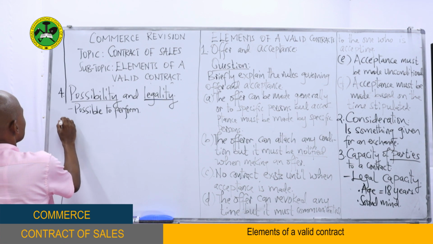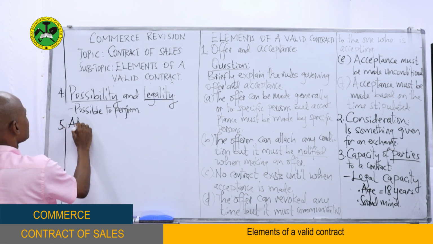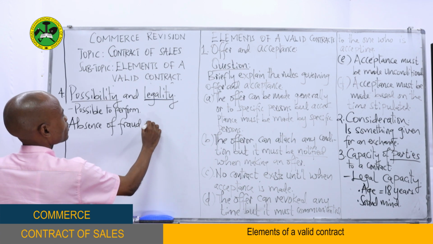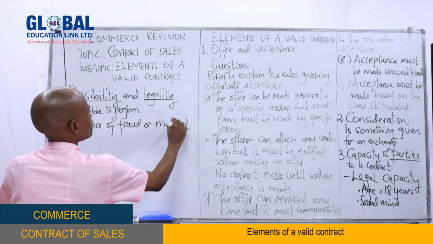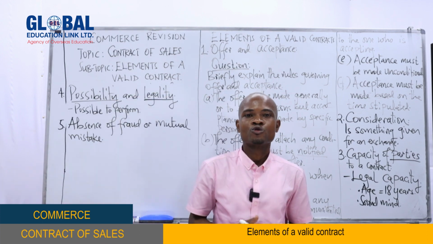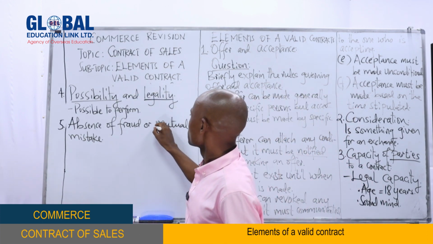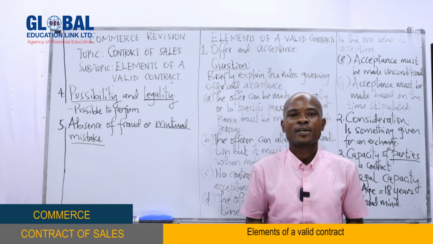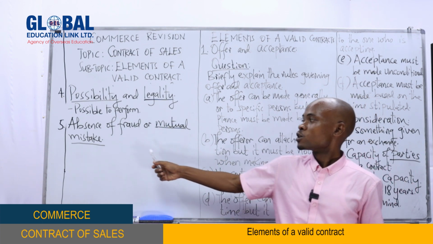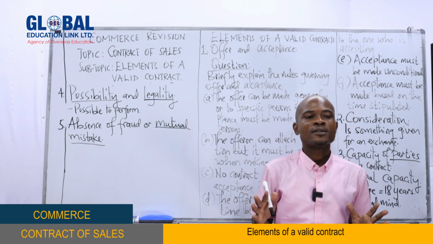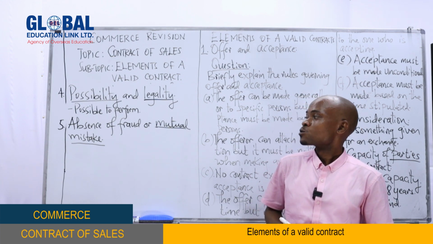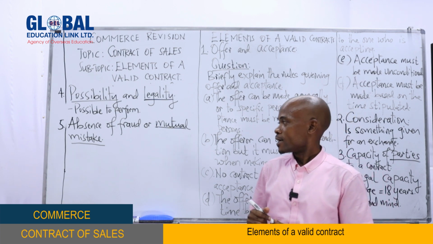And the last one is called absence of fraud or mutual mistake. It means there has to be absence of mutual mistake. Mutual mistake means the two sides, those persons who are in a contract, should not make a mistake as to the understanding of the subject matter.